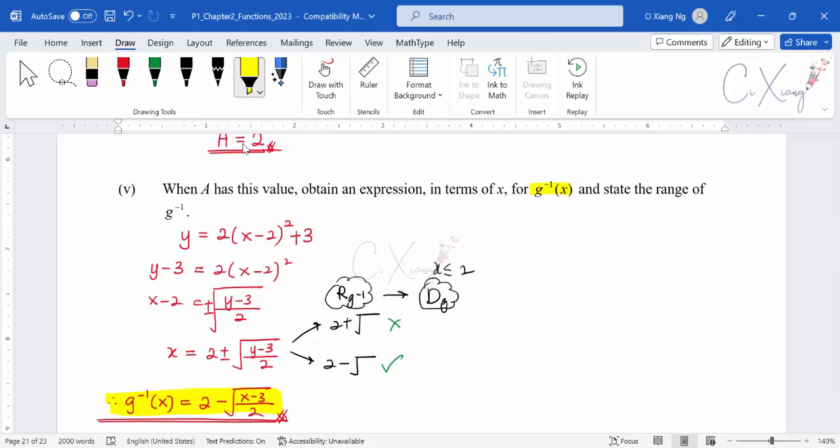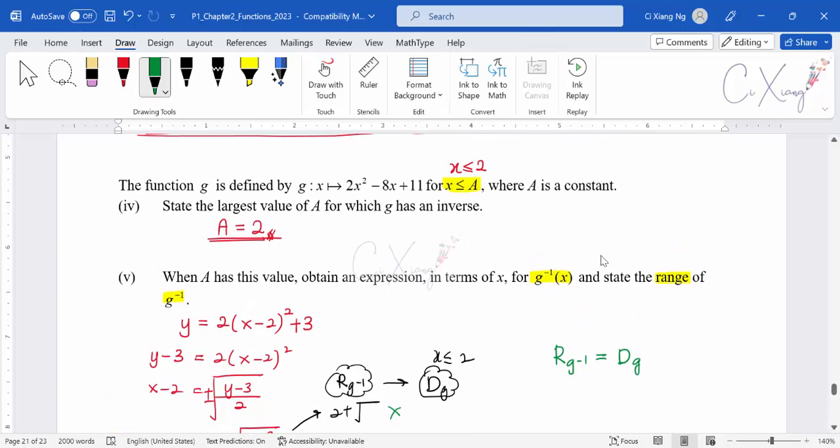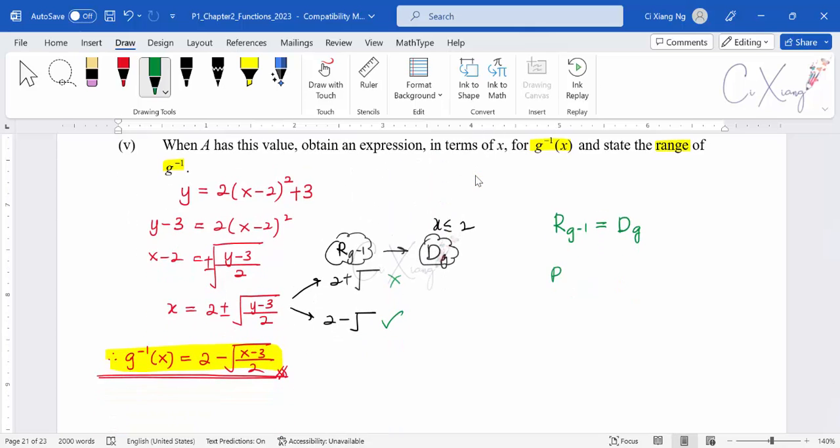After that, they want us to state the range of g inverse. Again, recall that the range of g inverse is equal to the domain of g. And we can see very clearly that the domain of g is already given here: x smaller or equal to 2. Therefore, the range of g inverse will be smaller or equal to 2. But because we are talking about range, the range is related to the value of y. Therefore, when I write it out, I have to change the x to y. So I'm having y smaller or equal to 2.